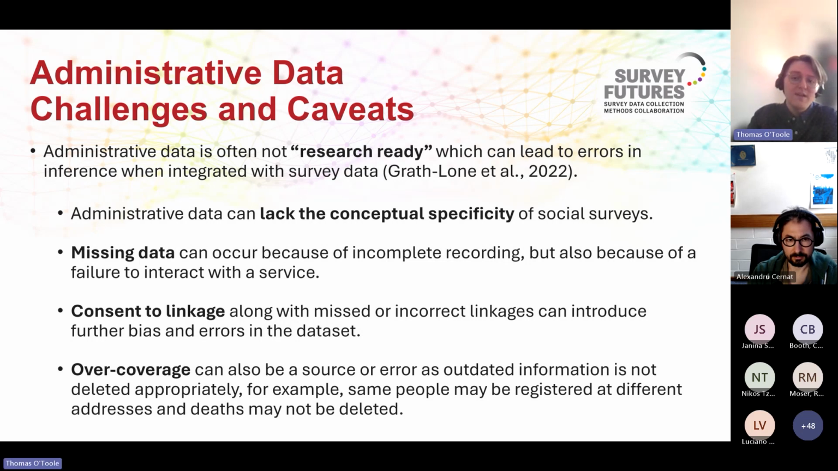Data quality can also be a concern with admin data. Missing data can occur because of incomplete recording, but also because of failures to interact with services. Consent to link bias is also big here, along with missed or incorrect linkages. They can all introduce further errors into the dataset. And while admin data does benefit from frequent updates, it may also suffer when outdated information isn't deleted appropriately. And over time, that can lead to overcoverage. So, for example, the same people might be registered at 2 different addresses, or deaths might not be properly recorded.